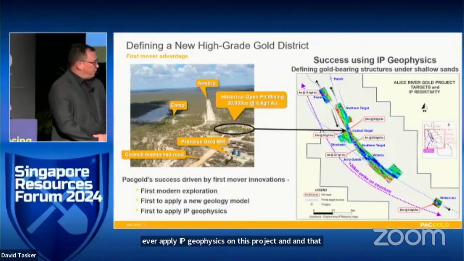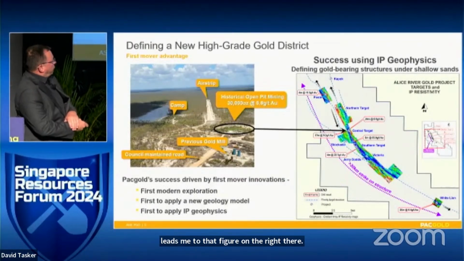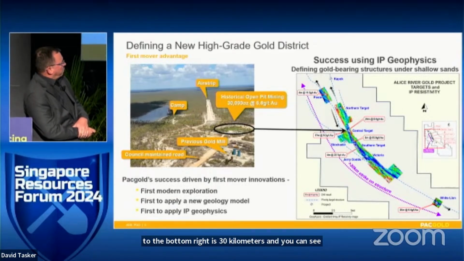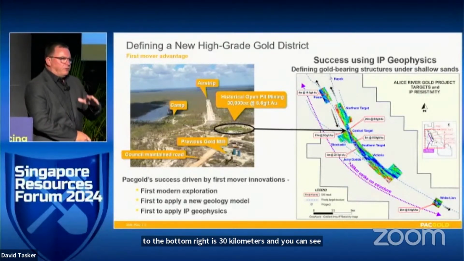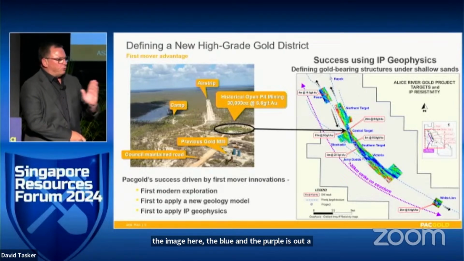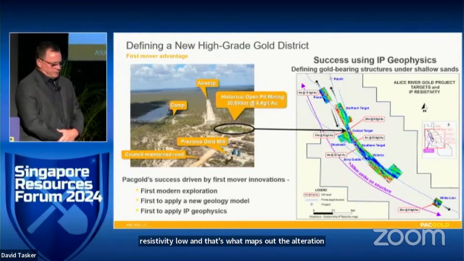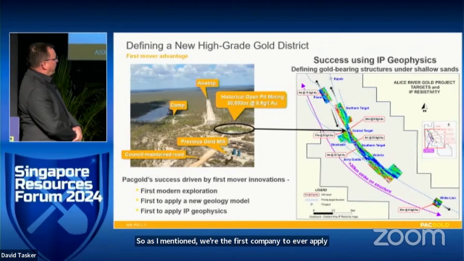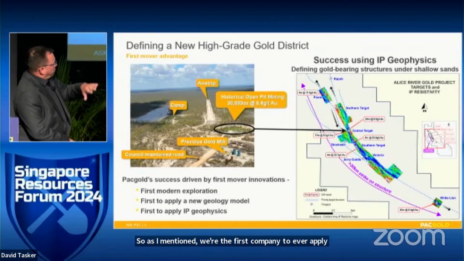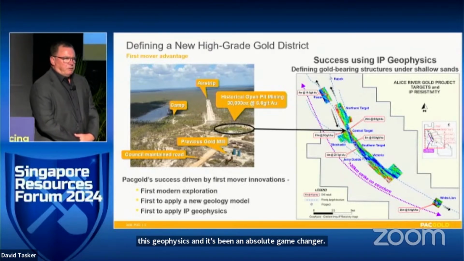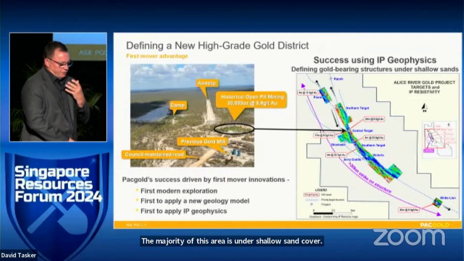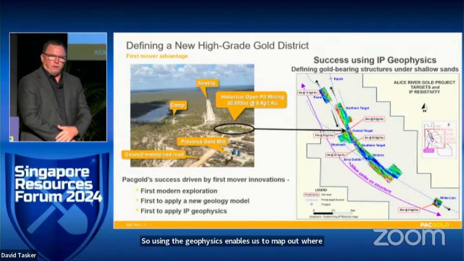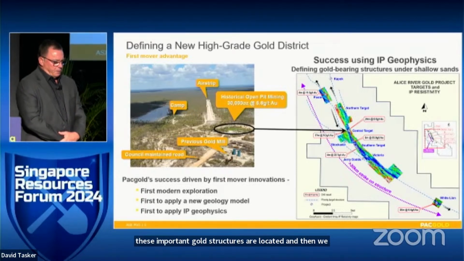So that figure on the right, from the top left to the bottom right is 30 kilometres. And you can see the image here, the blue and the purple is mapping out a resistivity low. And that's what maps out the alteration that hosts the gold mineralisation. So as I mentioned, we're the first company to ever apply this geophysics, and it's been an absolute game changer. The majority of this area is under shallow sand cover. So using the geophysics enables us to map out where these important gold structures are located, and then we can really focus in our drilling with targeted programs.